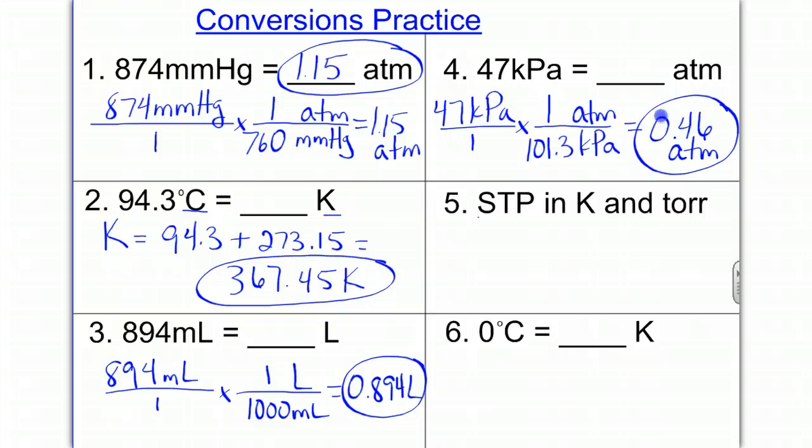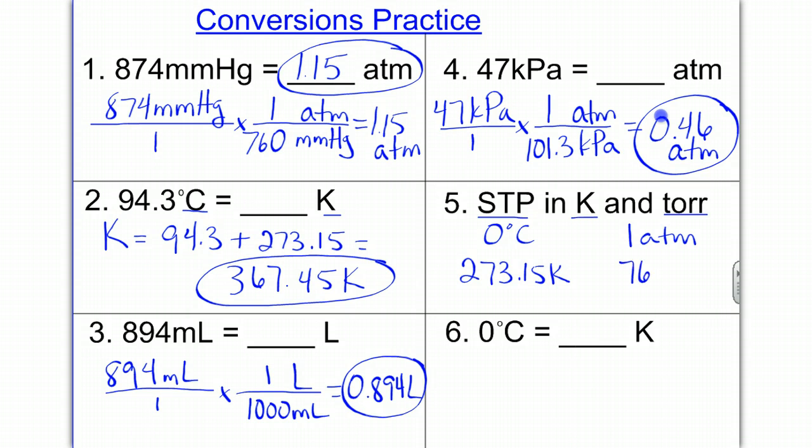Number 5 wants to know what is STP in Kelvin and torr. Standard temperature is normally 0 degrees Celsius and 1 atmosphere. However, in Kelvin, standard temperature would be 273.15 Kelvin, and standard pressure would be 760 torr.